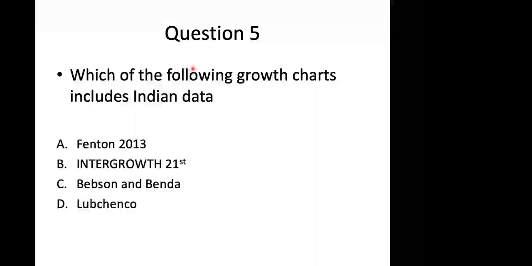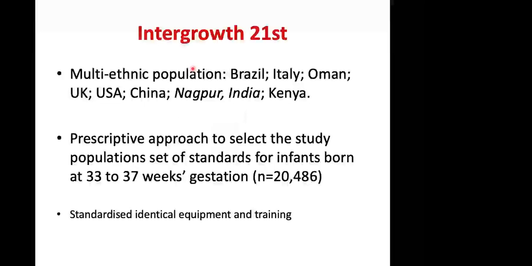If you have any idea of the current growth charts, Intergrowth is the latest one, out of which the Indian center in Nagpur is the one which included pregnant women and postnatal babies also. So this is the answer, Intergrowth 21st. And Intergrowth 21st included a multi-ethnic population, predominantly from Brazil, Italy, Oman, UK, USA, China, India. Nagpur is the center. And this included predominantly 33 to 37 weeks, although we have data of less than 33 weeks also.